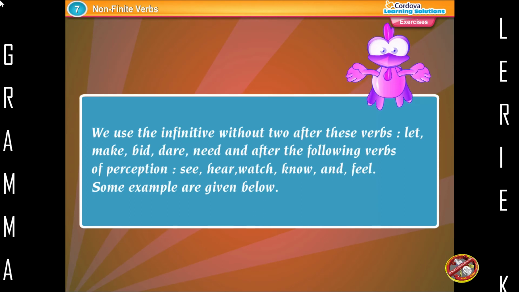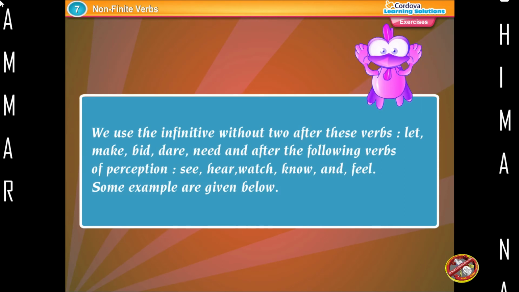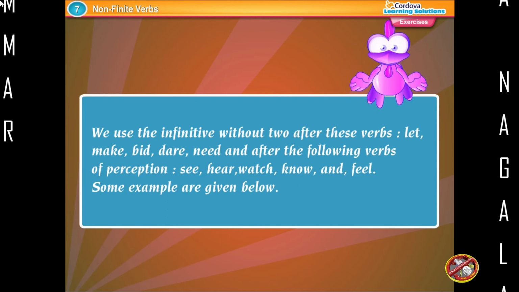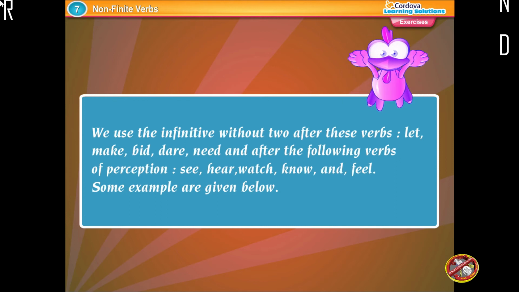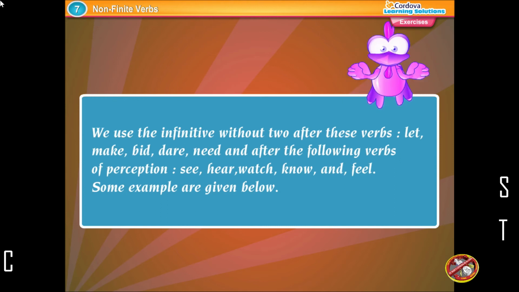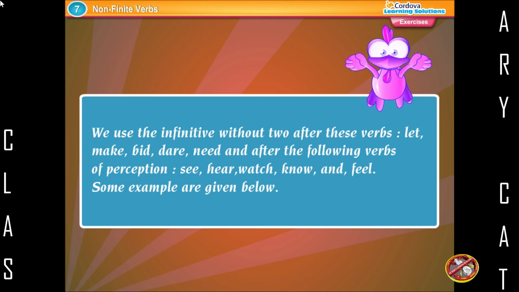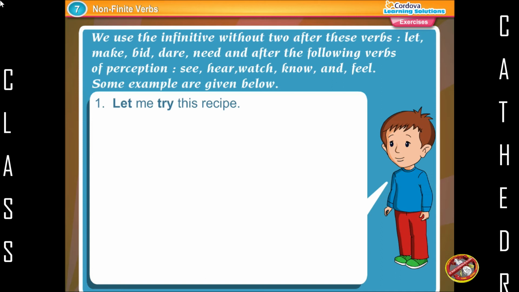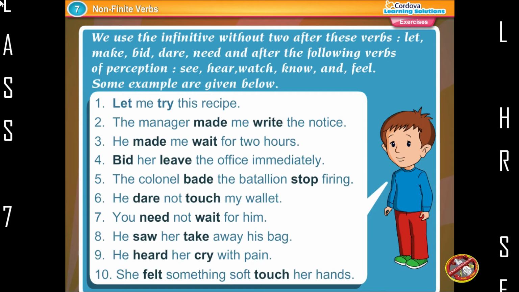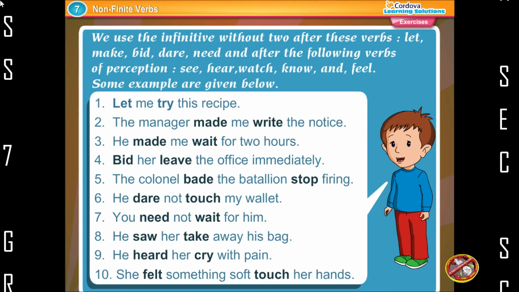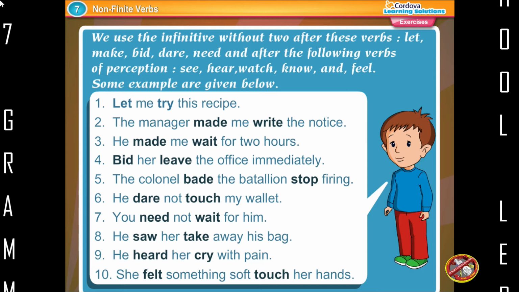We use the infinitive without to after these verbs: let, make, bid, dare, need, and after the following verbs of perception: see, hear, watch, know, and feel. Some examples are given below. Let me try this recipe. The manager made me write the notice. He made me wait for 2 hours.